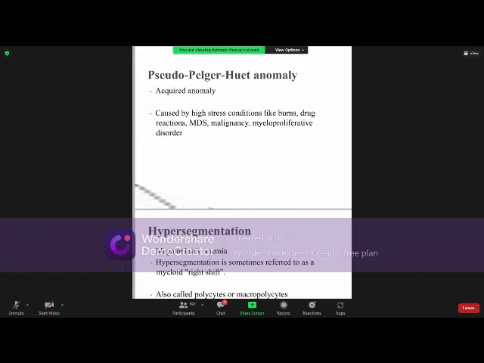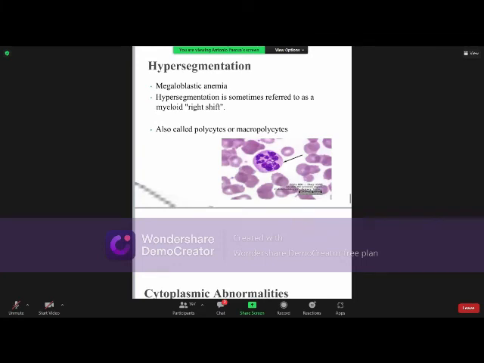Okay? Then as mentioned a while ago, how many lobes again when you say shift to the right or hypersegmentation? More than 5. And when will it happen again? When will it be formed? Improper maturation. If there is improper maturation or abnormal DNA synthesis, right? Because of those nutritional deficiencies. Kaya your nucleus now resulted in multiple lobulations. More than 5 lobulations. Okay?